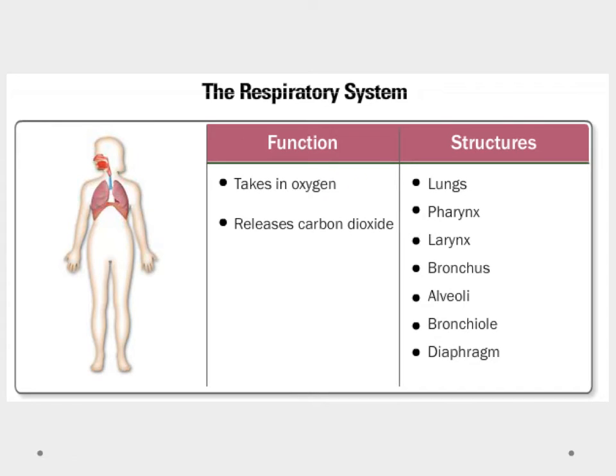Okay, so in summary of the respiratory system, the function is to take in oxygen and release carbon dioxide. Real simple function, that's what we breathe for. The structures: we have the lungs, the pharynx, the larynx, the bronchi, the bronchioles, and the alveoli. And then remember we talked about that muscular diaphragm that allows us to breathe.